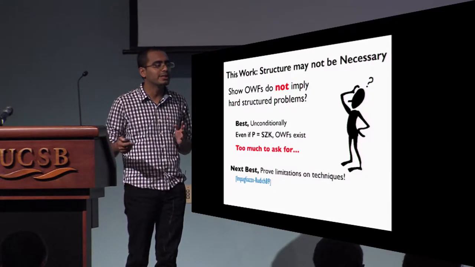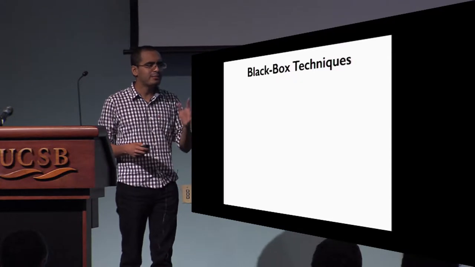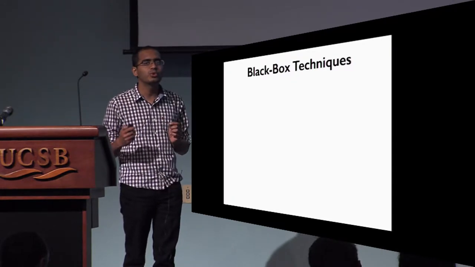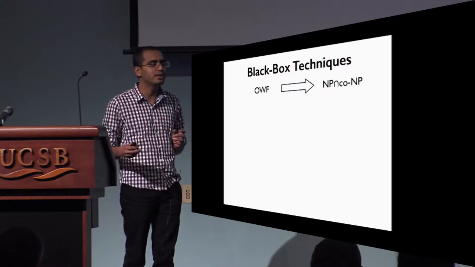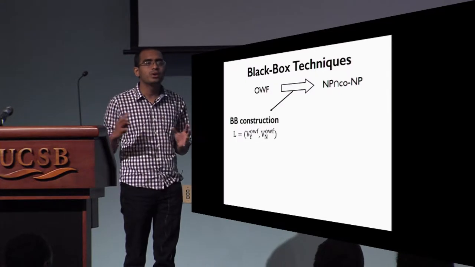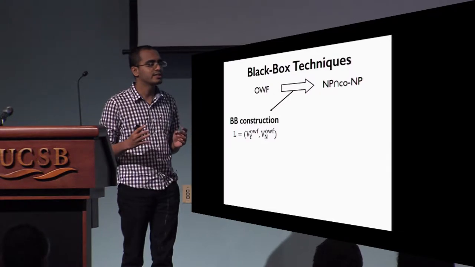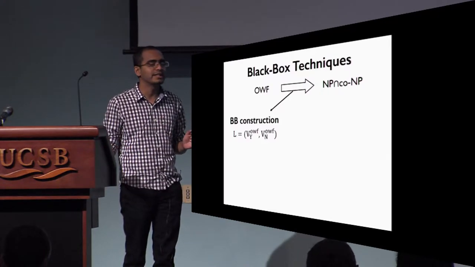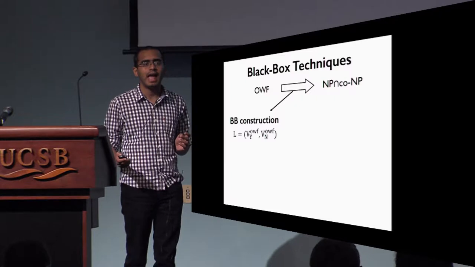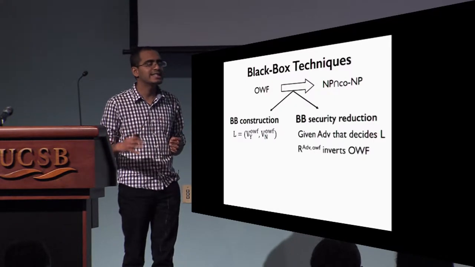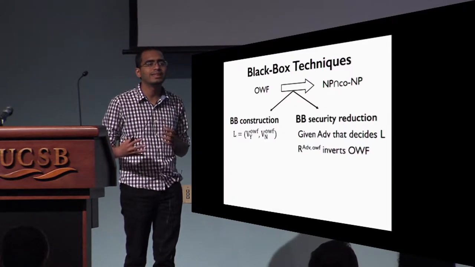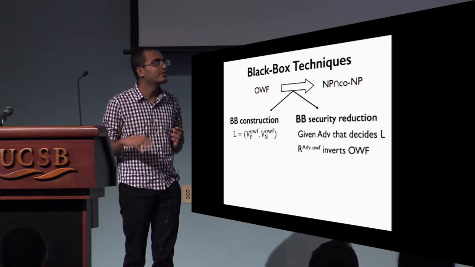Okay, so let me tell you about commonly used techniques in crypto. Black box constructions are very pervasive in all of crypto. In this case, let's think about how we construct a language in NP intersect coNP using one-way functions in a black box way. A black box construction has two components. The first is a construction, a language in NP intersect coNP defined using the one-way function, which only uses input-output access to the one-way function. Additionally, we have a security proof, which says that given any adversary which breaks the language, we can use this adversary, again only with input-output access, to invert the one-way function.